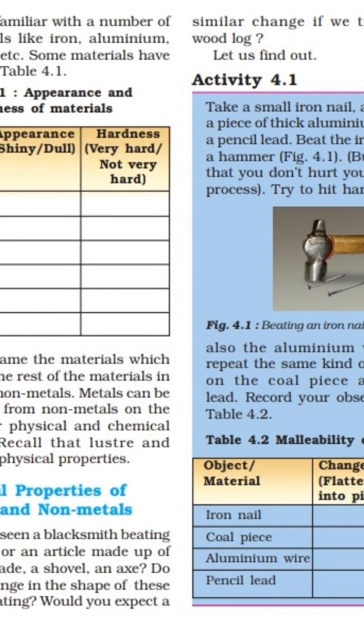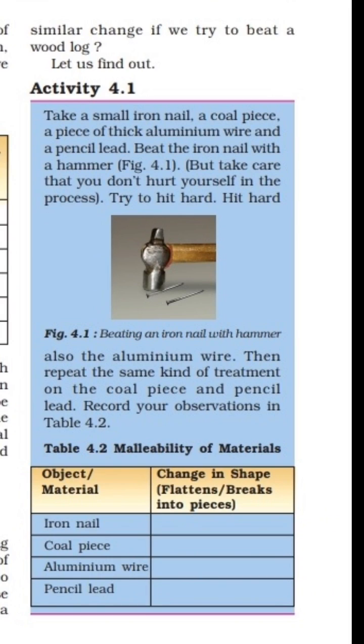For better understanding, one activity is mentioned here, and you can do this activity at home also, but be careful. See the activity. Activity 4.1. Take a small iron nail, a coal piece, a piece of thick aluminium wire and a pencil lead, which we use in a lead pencil. Beat the iron nail with a hammer. A small hammer you can take, but take care that you don't hurt yourself in the process. That's why I already told you to do this activity carefully.